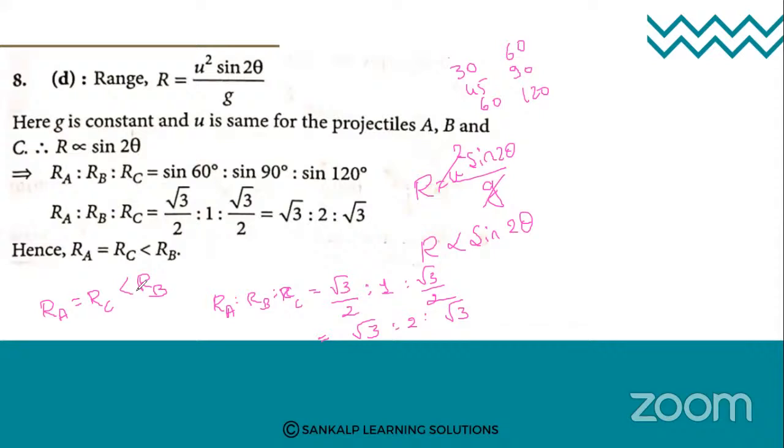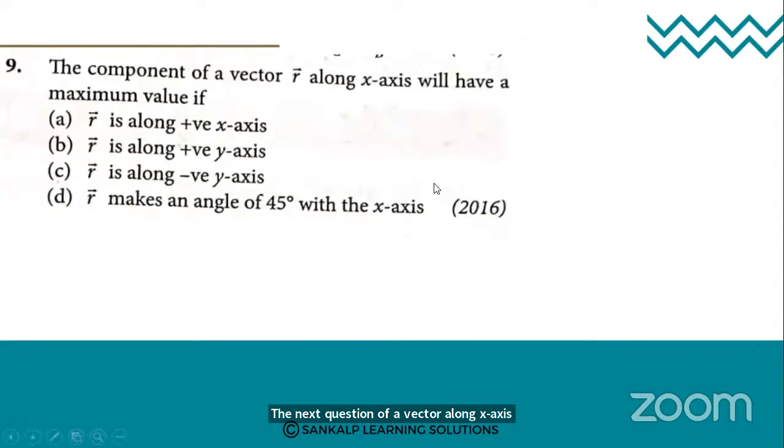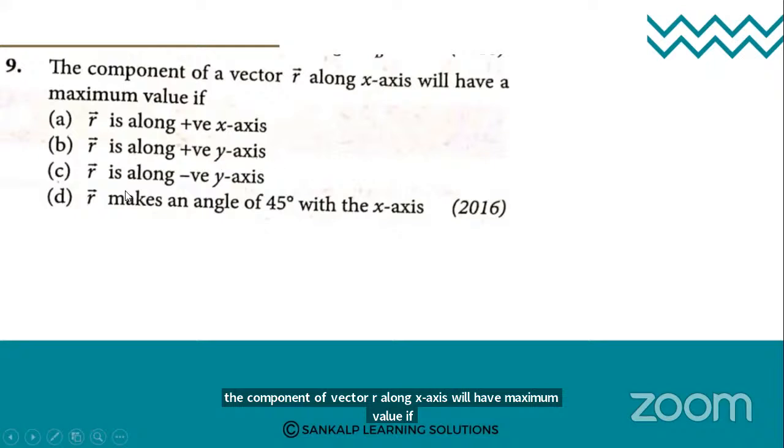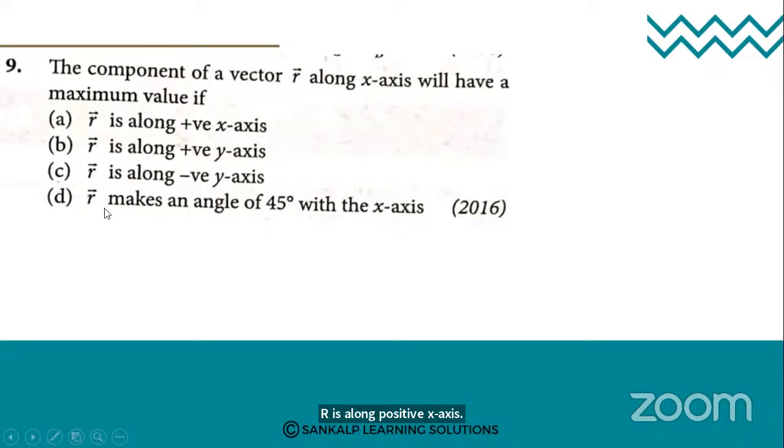Next question, students. See, the next question: the component of a vector R along x-axis will have a maximum value if. So this is a theory-based question. The component of vector R along x-axis will have maximum value if R is along positive x-axis, R is along positive y-axis, R is along negative y-axis, and R makes an angle of 45 degrees with the x-axis.